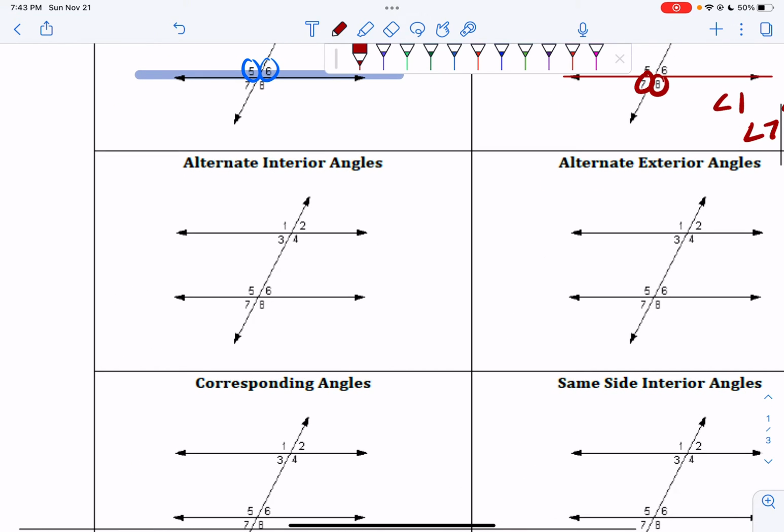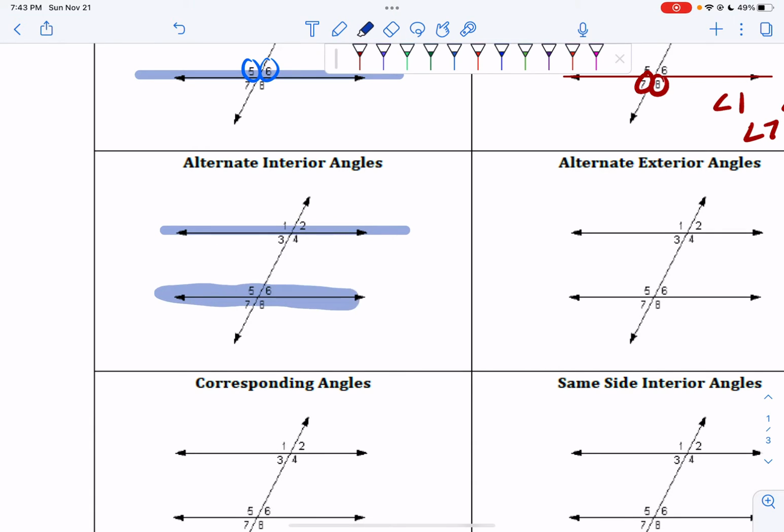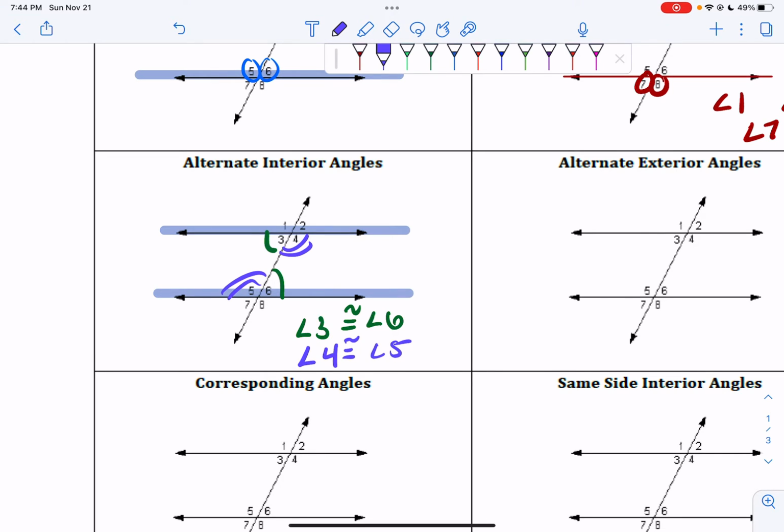Now we have our alternate interior angles. Those are angles between our two parallel lines on the inside and alternate each other. So I can say angle 3 is alternate interior to angle 6, and they are congruent to each other. And then I can say angle 4 is congruent to angle 5, and those are my alternate interior angle pairs.